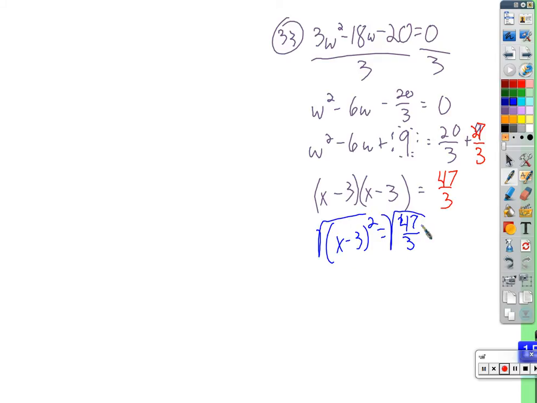The square root. X minus 3 equals plus or minus the square root of 47/3. X equals 3 plus or minus the square root of 47/3. And calculate that. Just make sure you take the square root of 47 thirds in parentheses, around 47 thirds, and you take the square root.